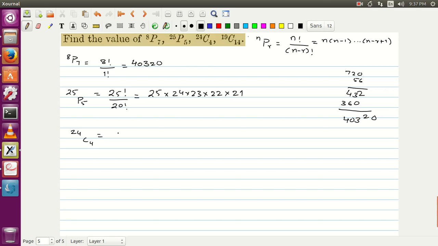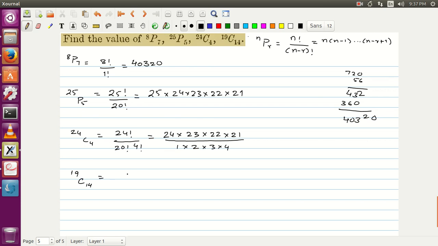24C4, this we can write as 24 factorial divided by 24 minus 4, which is 20 factorial, divided by 4 factorial, and this will be 24 times, so there will be 4 terms, 24 times 23 times 22 times 21 divided by 1 times 2 times 3 times 4, and you use the calculator again to find what the answer is going to be.